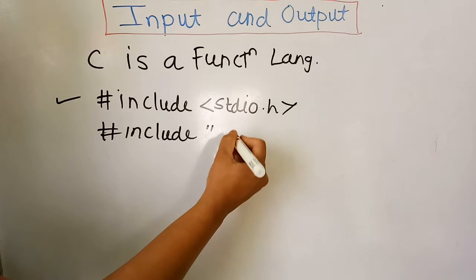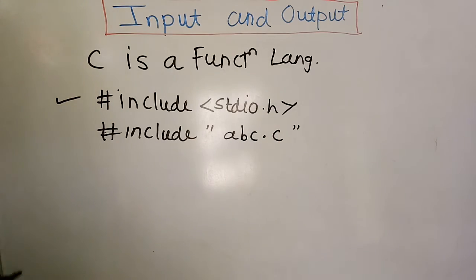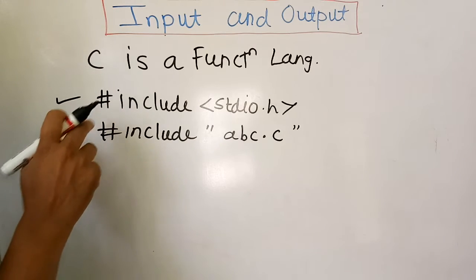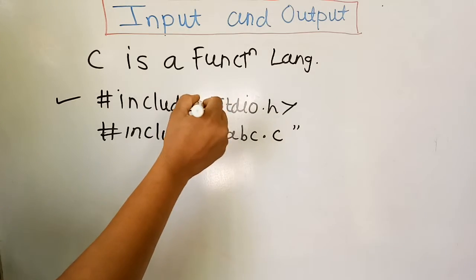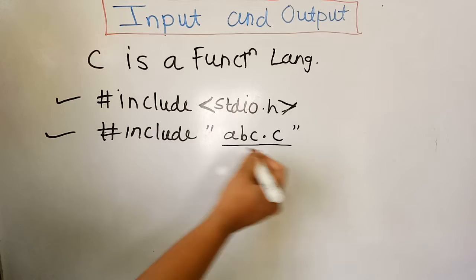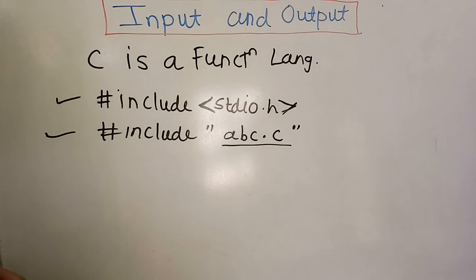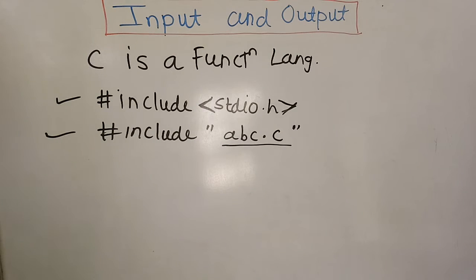For example, "abc.c". Now carefully see here that when you are starting with a standard header file, the system header file, then you compulsorily have to write the less than and greater than signs. But when you are writing your own header file and using it in another program, then you have to specify that header file in double quotes. So this is the basic difference between less than and double quote header file specifications.